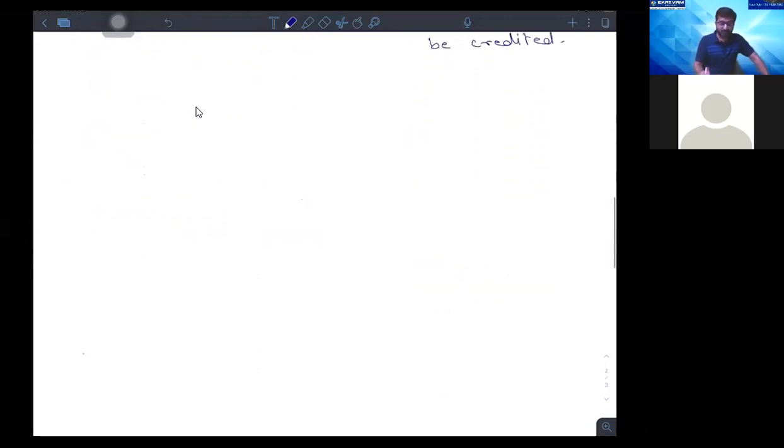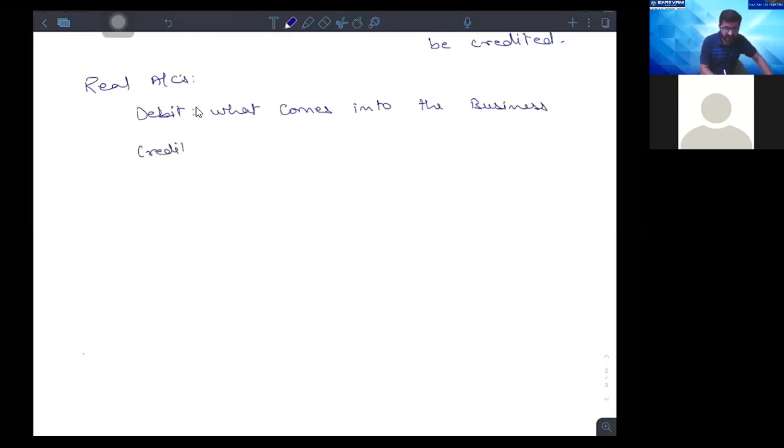Okay. The next rule is for the real accounts. Real account is basically related to what a business owns. Whatever is owned by the business, that is what we call the real accounts. So in the case of real accounts, the rule is debit what comes into the business, not only physically but also by legal terms. Credit what goes out of business. Is it right?